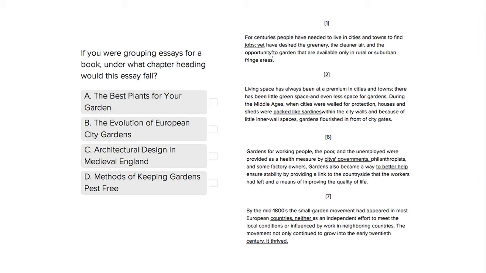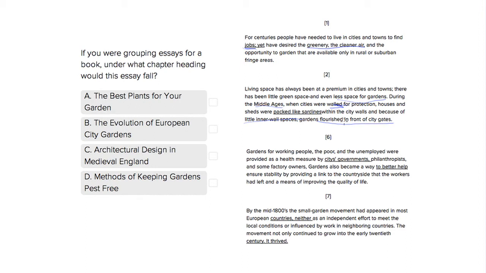Paragraph 1 tells us that people live in cities to find jobs, but they still desire the green, clean air of the country. Paragraph 2 proceeds to tell us that in the Middle Ages, there was even less space for gardens in cities. They were walled. There was little inner wall space, and gardens became popular outside city gates.